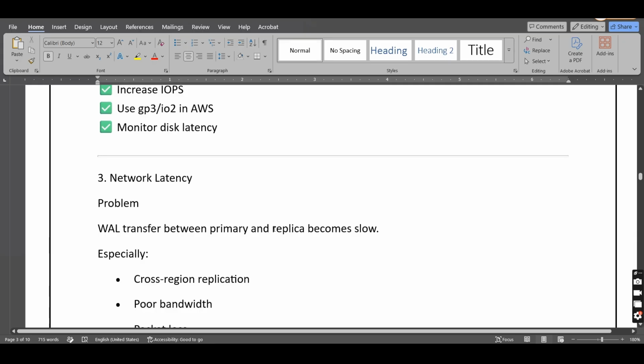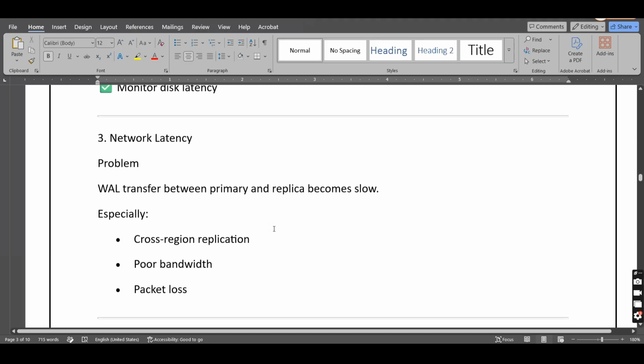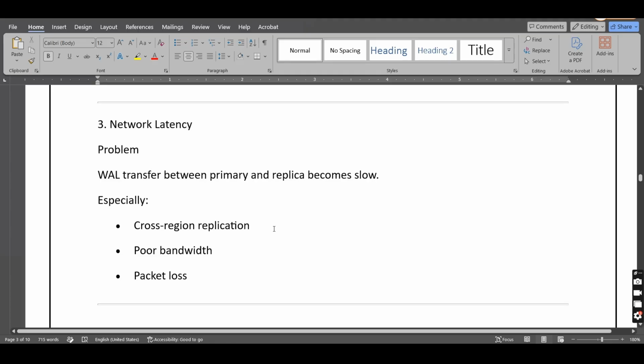Third point, network latency can cause replication lag. If you find there is any network latency between your primary and secondary instance, then you will find replication lag. So these are a few things you have to check to troubleshoot the replication lag. Poor bandwidth and packet loss are a few network-related issues that are responsible for the replication lag.